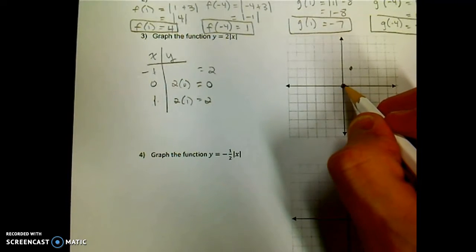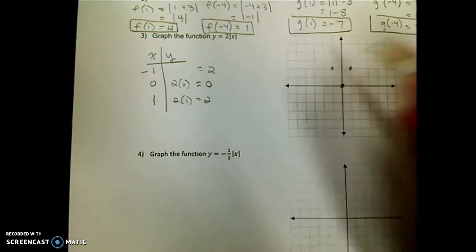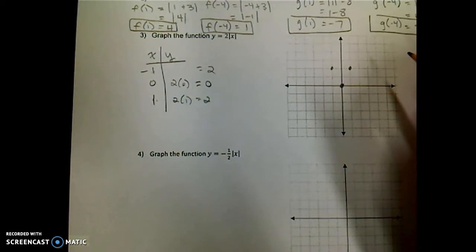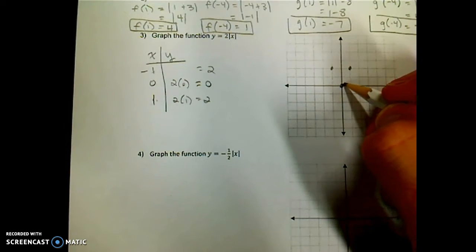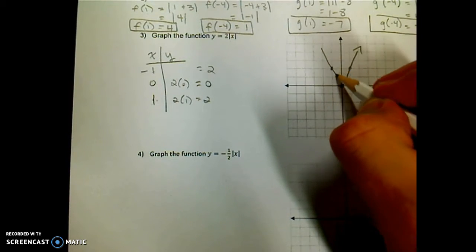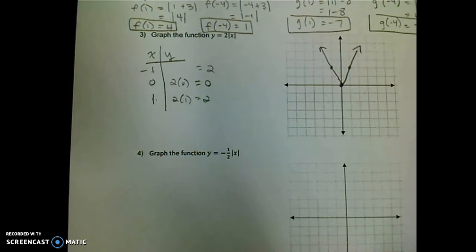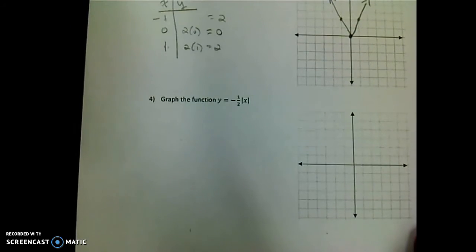So we placed our vertex at the origin, 0, 0. We calculated the value of y equals 2 when x was 1, and by symmetry, I know when x is negative 1, y will also be 2. That's our graph of y equals 2 times absolute value of x.